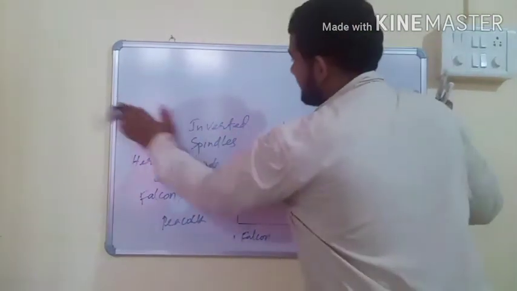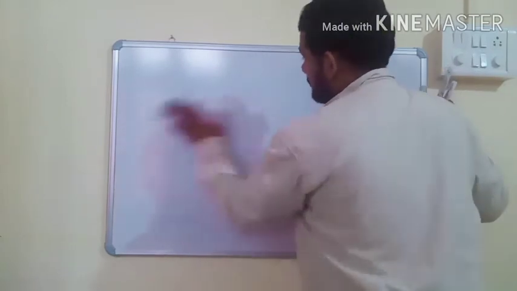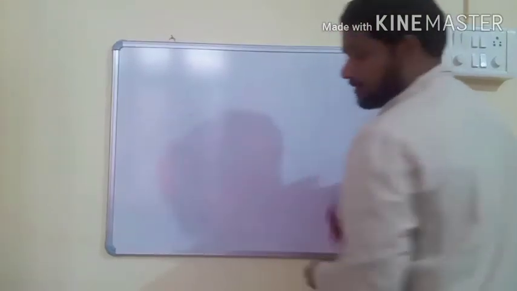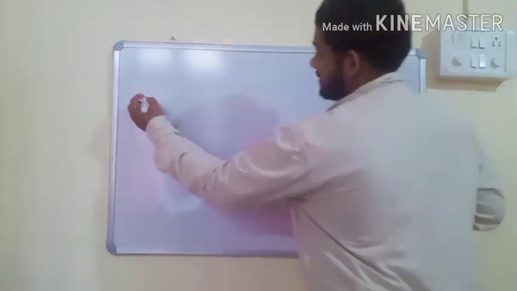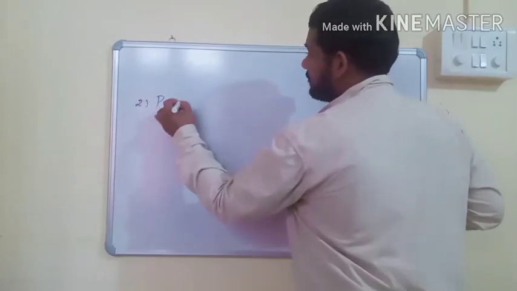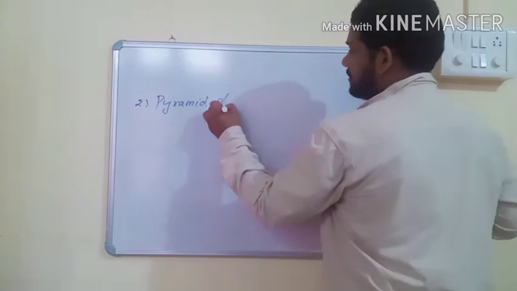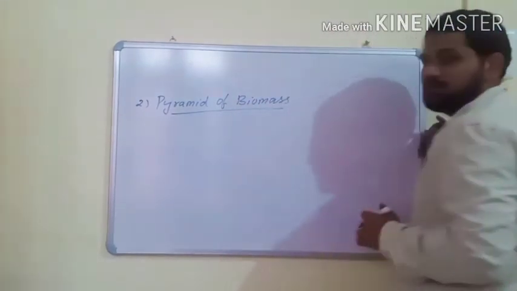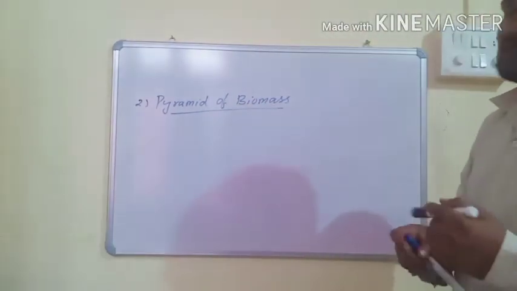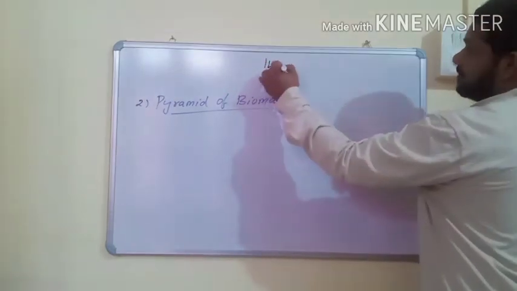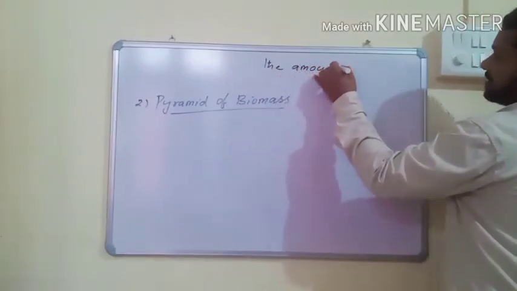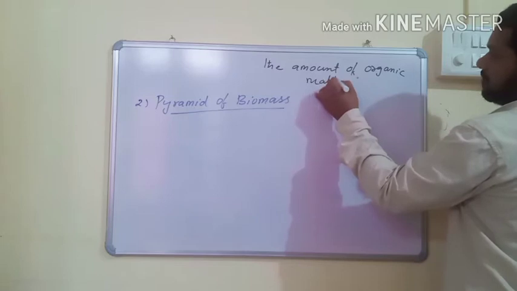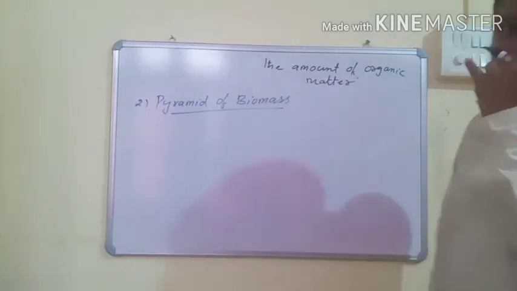And the second pyramid is the pyramid of biomass. So there are three ecological pyramids: number of individuals, amount of biomass, and amount of energy. Accordingly pyramids are of three types. And the second one is the pyramid of biomass. Firstly we should understand what biomass is. It is the amount of organic matter. The amount of organic matter is known as biomass. And usually biomass is taken in dry weights.